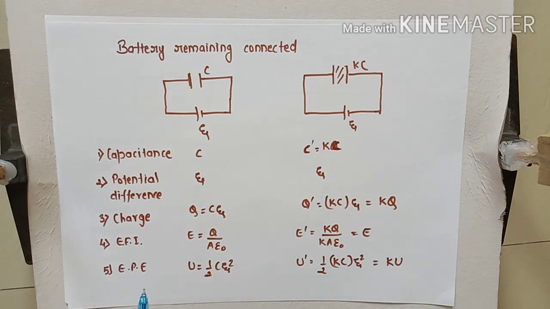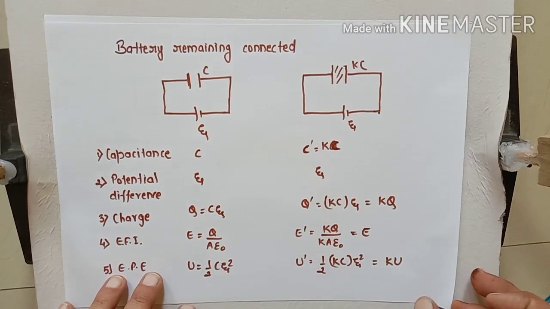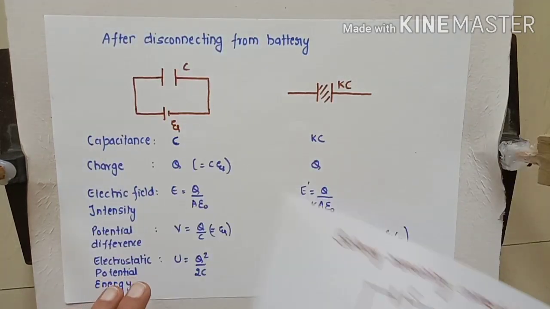Next, electrostatic potential energy. The formula for electrostatic potential energy I had taken is half C into V square, where V is E, so half C into E square, and in the next case, half, in place of C it is K times C, and the potential difference remains the same, so the potential energy becomes K times the initial potential energy.